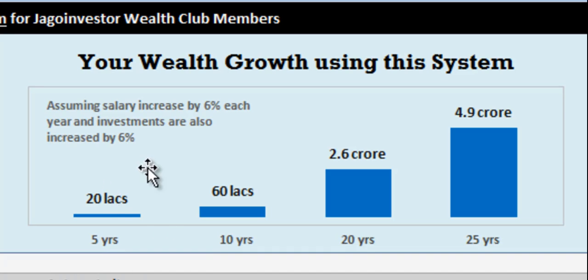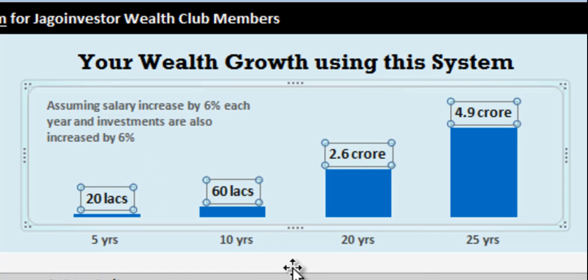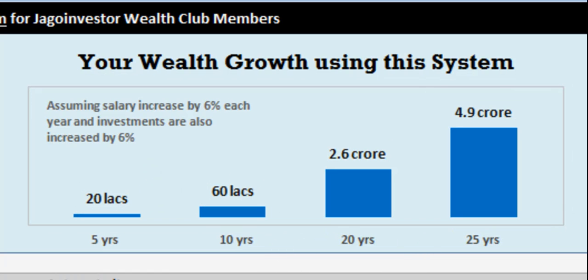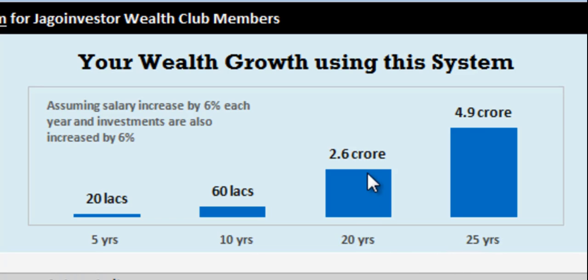After 5 years, you will have a wealth of 20 lakh rupees. After 10 years, you will have a wealth of 60 lakh rupees. After 20 years, you will have a wealth of 2.6 crores. And after 25 years, you will have a wealth of 4.9 crores. This is the power of this system which you just defined. Now just change the numbers and see what your system is and what it can generate for you. So this was the money management system tool, which is also part of our other program, Automation in your Financial Life, a wonderful program.